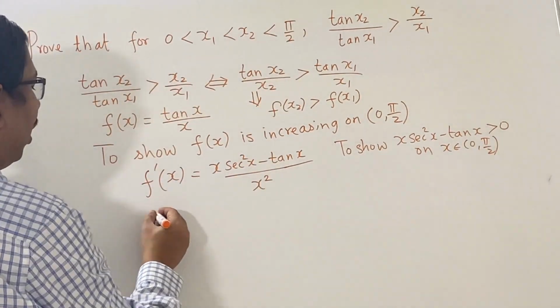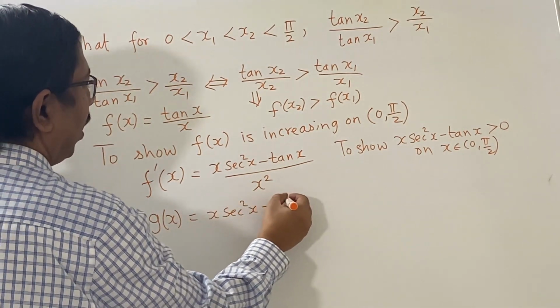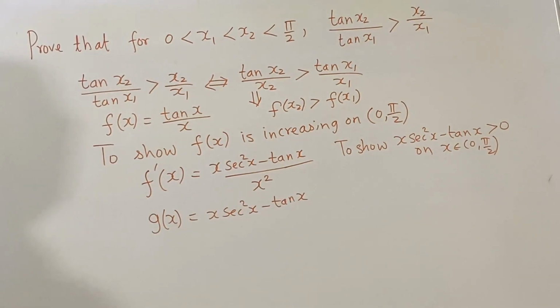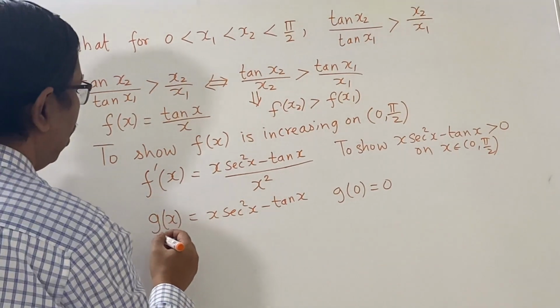So now we consider another function g(x), and g(x) is x sec square x minus tan x. Since we have to show that this is greater than 0, we also note that g(0) is 0. Now we compute g prime x.